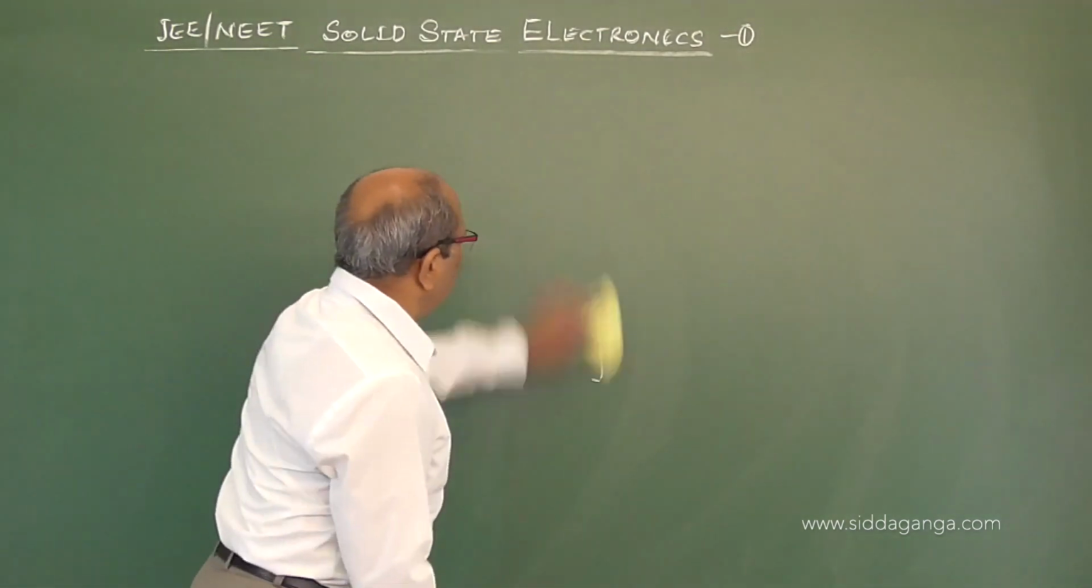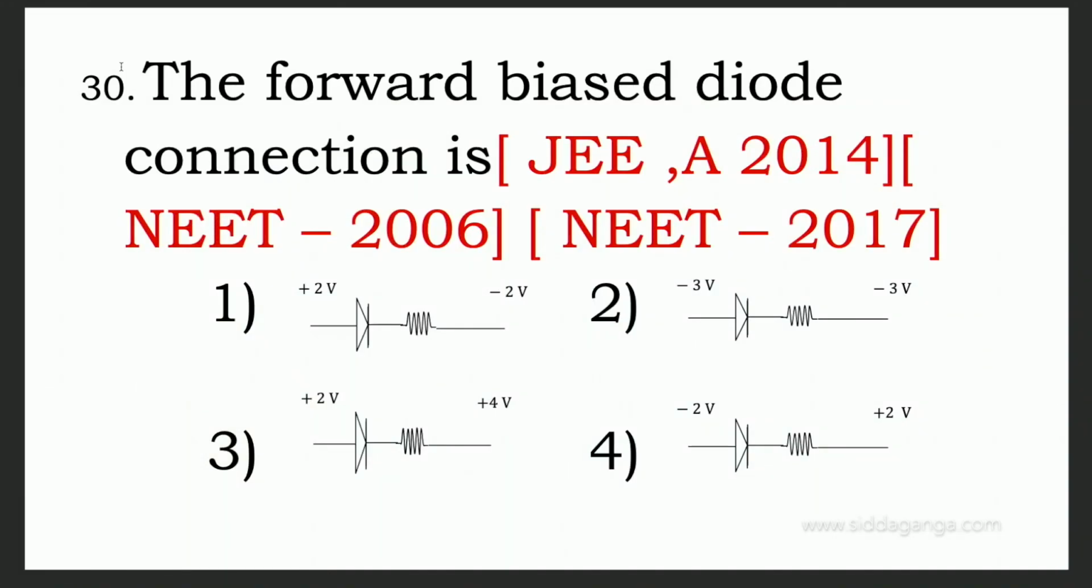Coming to the next question. So here it is, in different examinations in different years, appeared in NEET or JEE. There are little changes in the data, but they follow the same technique in representation. There are 4 diode connections with resistors shown. Okay, all are similar.